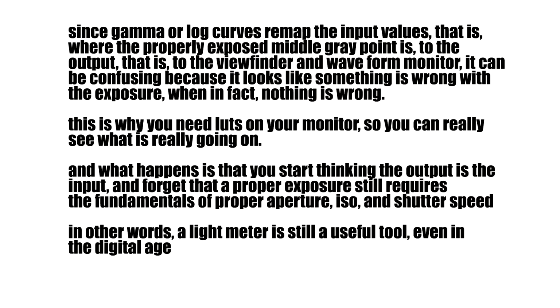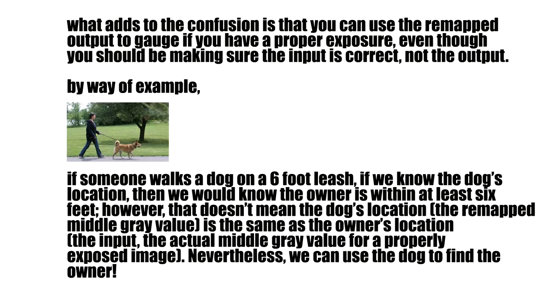And what happens, at least what happens to me, is that you start thinking that the output is the input and forget that a proper exposure still requires the fundamentals of a proper aperture, ISO, and shutter speeds. Or as I like to say, a light meter is still a useful tool, even in the digital age. What adds to the confusion, and this has really been a sore spot for me, is that you can use the remapped output to gauge if you have a proper exposure, even though you should be making sure the input is correct on the front end.